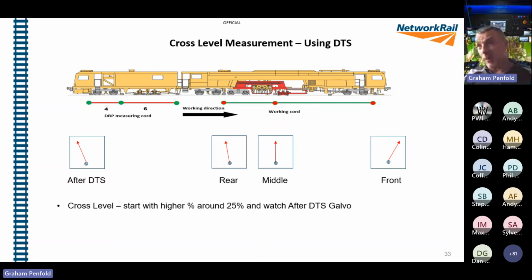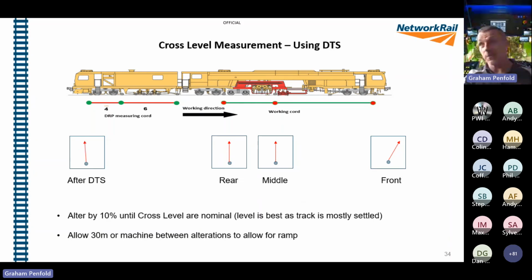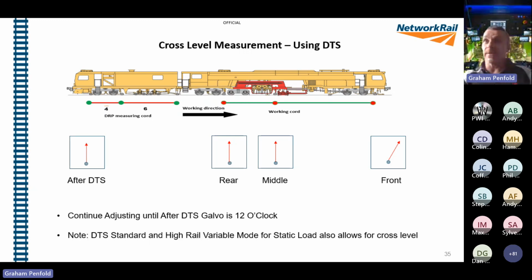So what you would do then, you may up it. You may start with around 25%, and you may have to up it to 50% or even higher. So you'd alter these by at least 10% each time. So for this example, I've altered that one. It's good at the rear, but it's just slightly out again. So I would alter this again, until I have 12 o'clock after DTS. So what you do is, if you're using DTS, it's after DTS that counts. If you're not using DTS, it's the rear galvo that counts. So they're just examples of cross-level settlement compensation.